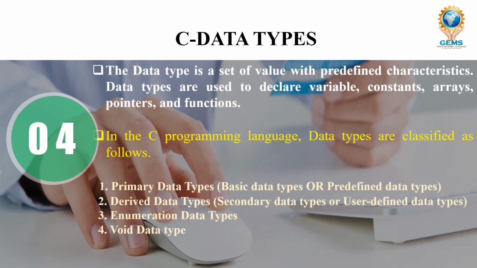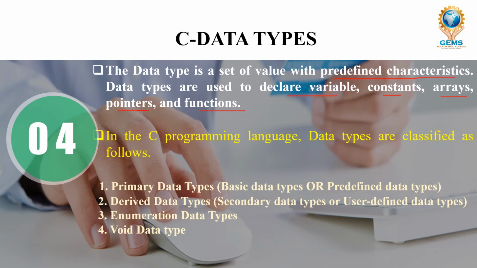Now we have our data types. A data type is a set of values with predefined characteristics. Predefined means it's already defined and loaded in the computer; that is called predefined characteristics. So data types are used to declare variable names, constants, arrays, pointers and functions.